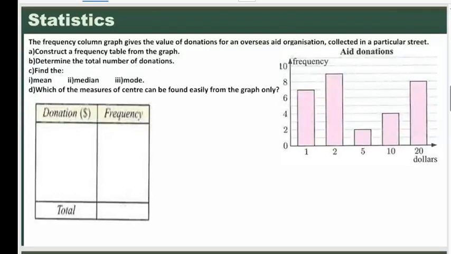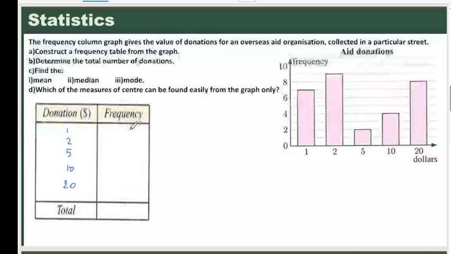And we say $1 was collected 7 times. So the donation in dollars, I say $1, $2, $5, $10, and $20.